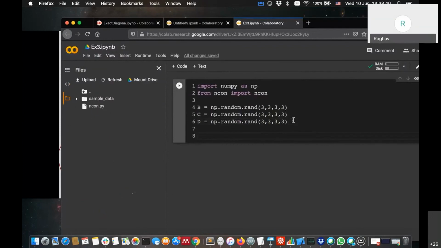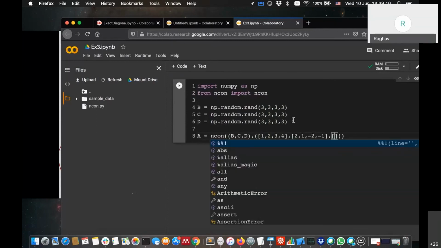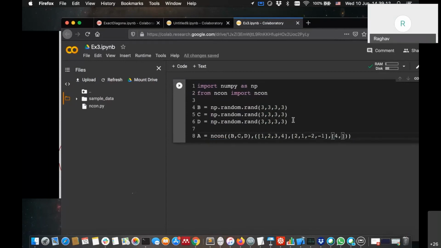And how do I do ncon now? So I do ncon like this. B, C, comma, D, comma, basis 1, 2, 3, 4, comma, 2, 1, minus 2, minus 1, 4, 3, minus 4, minus 3.